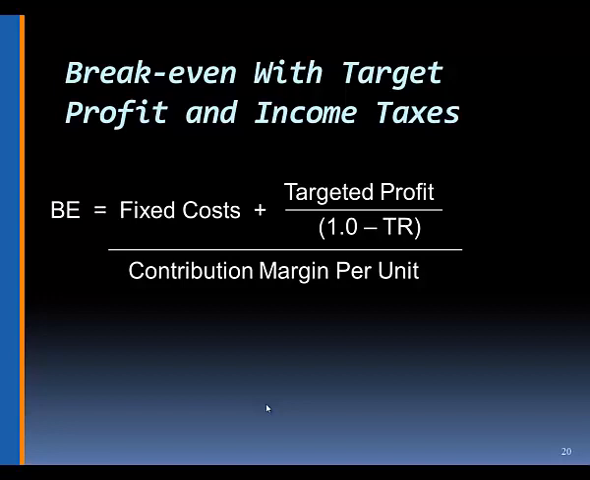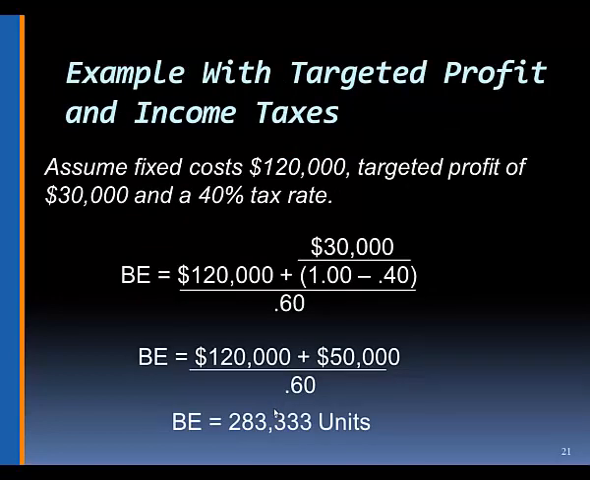And the fixed cost plus the targeted profit before taxes are then divided by the contribution margin per unit. Let's look at an example. We're going to go back again and assume our fixed costs are $120,000. We have a targeted profit of $30,000 and our tax rate is 40%.